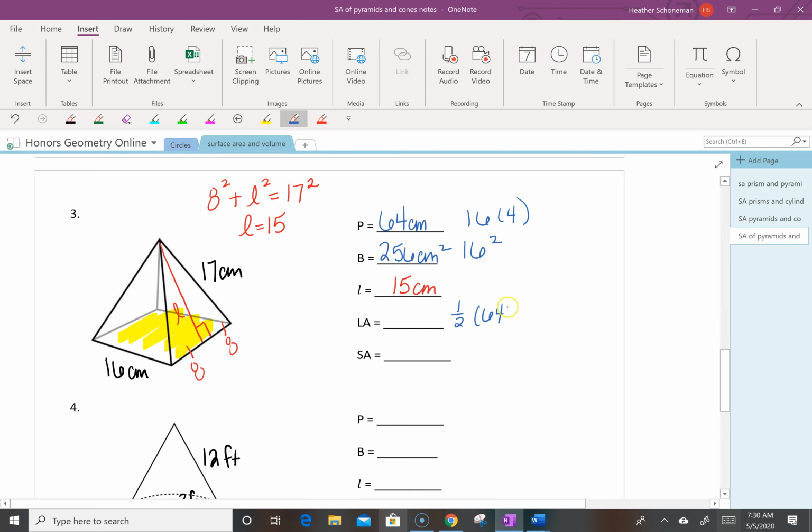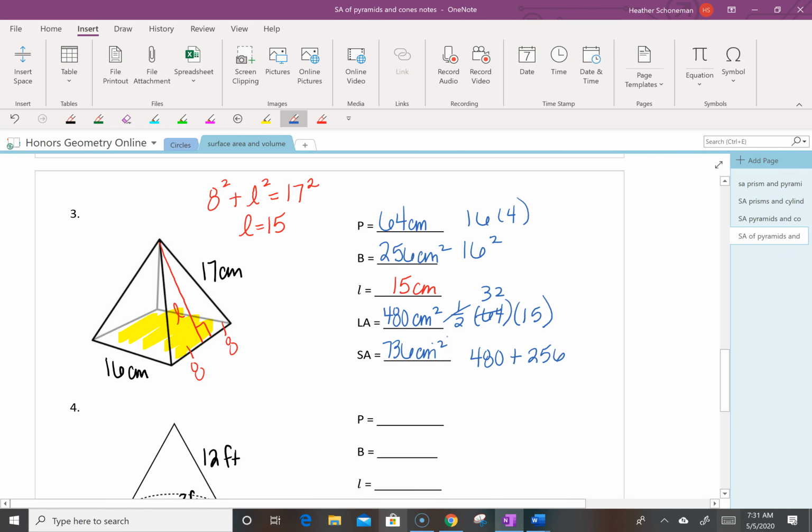Okay, now I can find lateral area, so that's 1/2 perimeter, which is 64, times slant height, which is 15. Take half of one of them, so I'm going to get 32 times 15, which is going to be 480 centimeters squared. Total surface area is the lateral area, which is 480, plus the one base, which is 256. Oops, I typed that in my calculator wrong. 480 plus 256 gives us 736 centimeters squared.